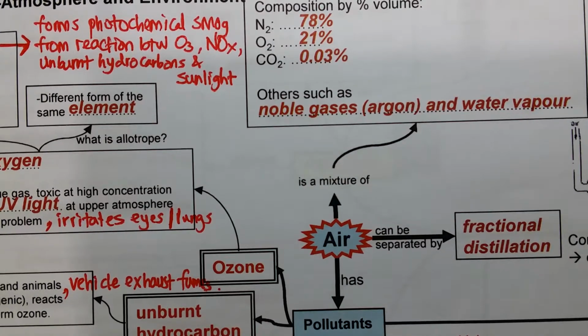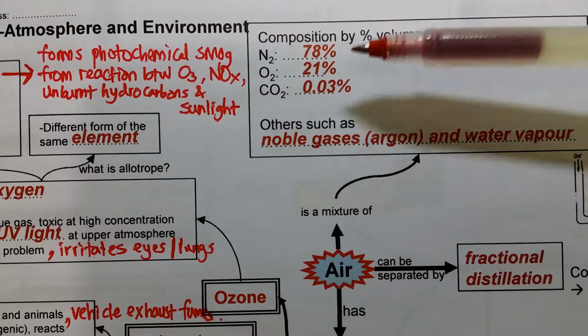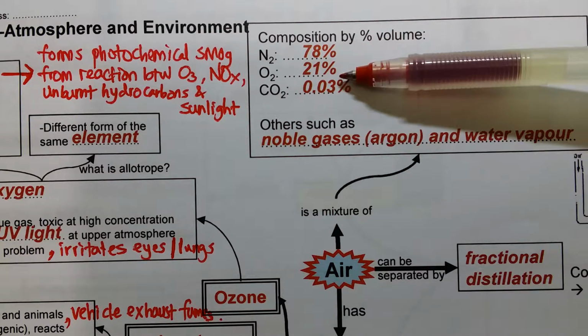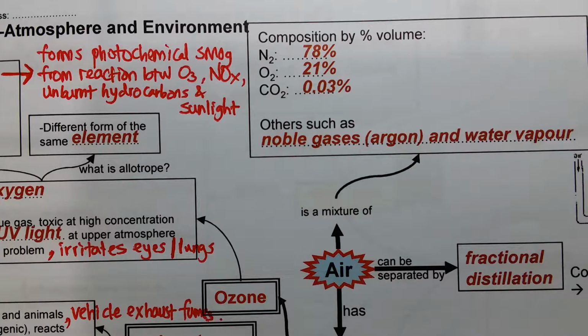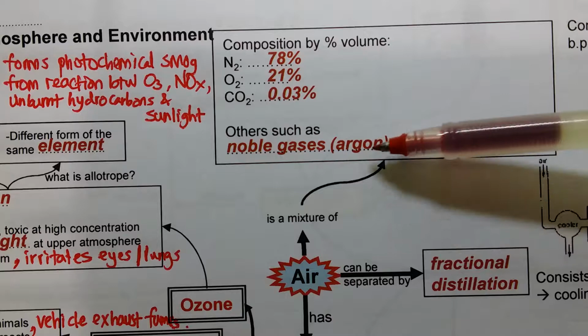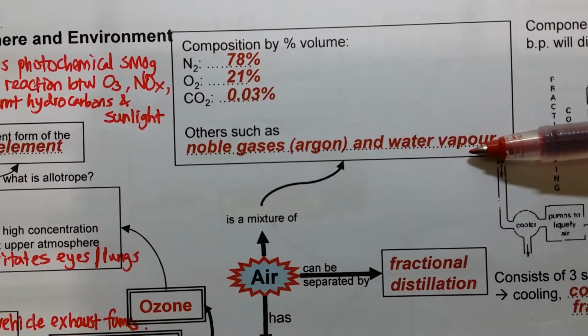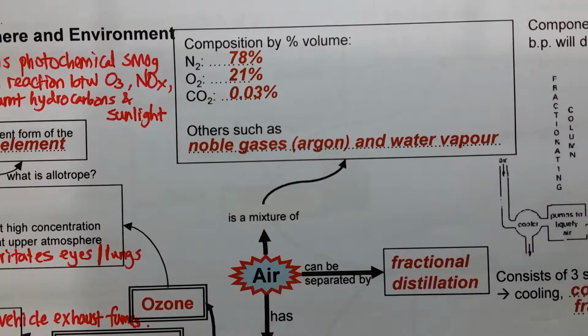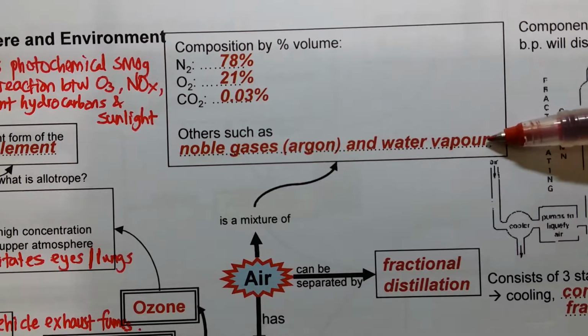Now, air is a mixture of many different gases, and the composition by percentage volume of the different gases would be 78% for nitrogen, 21% for oxygen, 0.03% for carbon dioxide, and the rest, which is around 0.97%, would consist of noble gases, which is mainly argon, as well as water vapor. And out of this 0.97%, the bulk of it actually consists of noble gases and argon. Water vapor is very little.